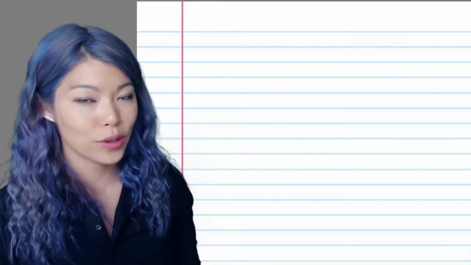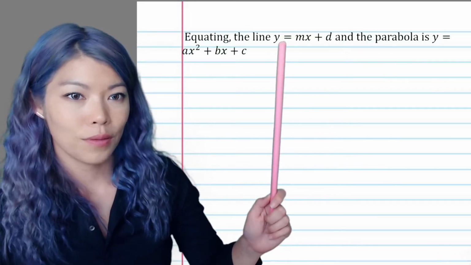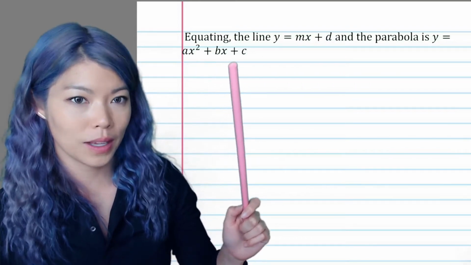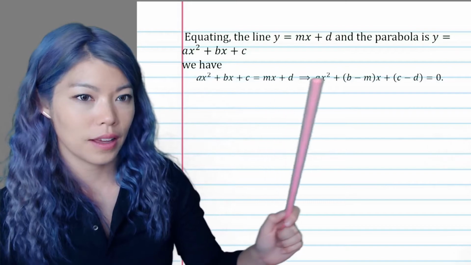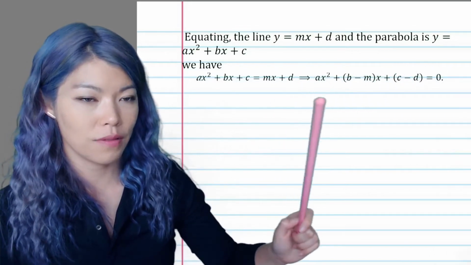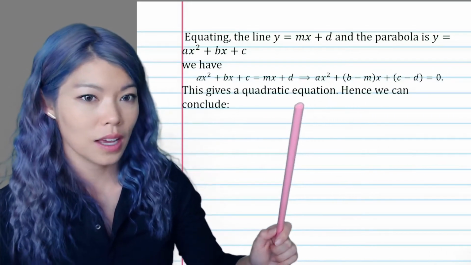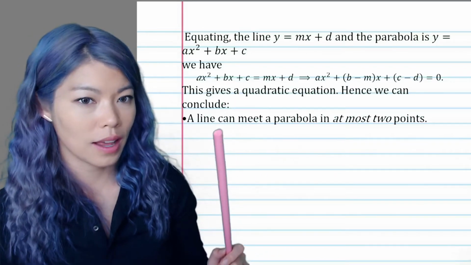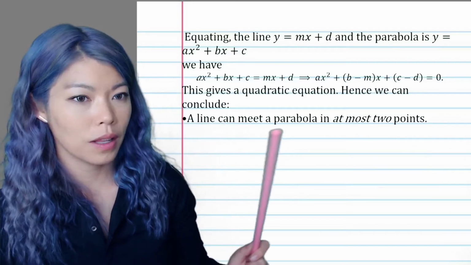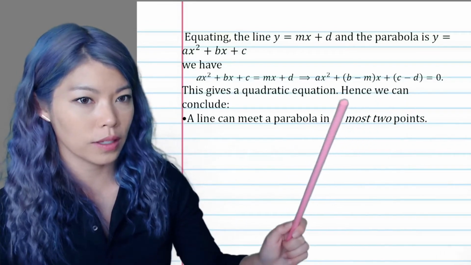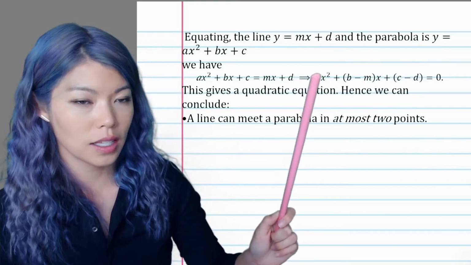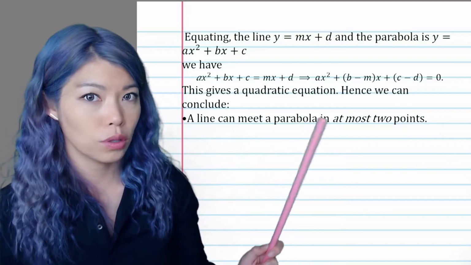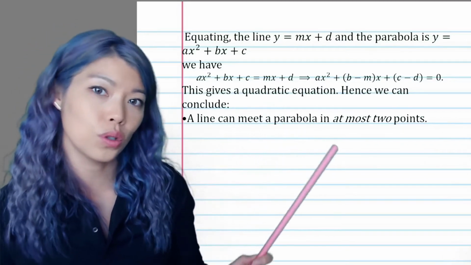Let's use a little bit of algebra to see if there are any patterns. Now if we equate the line y equals mx plus d and the parabola y equals x squared plus bx plus c, we have that monster of an equation there. But what do we notice? We notice that this gives us a quadratic equation. Hence we can conclude that a line can meet a parabola in at most 2 points. See, this is a quadratic equation. The highest power is x squared. So the line can only meet the parabola in at most 2 points. Remember, we can only have 0, 1, or 2 solutions.